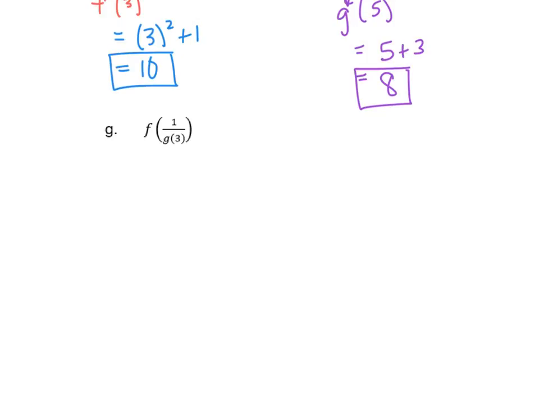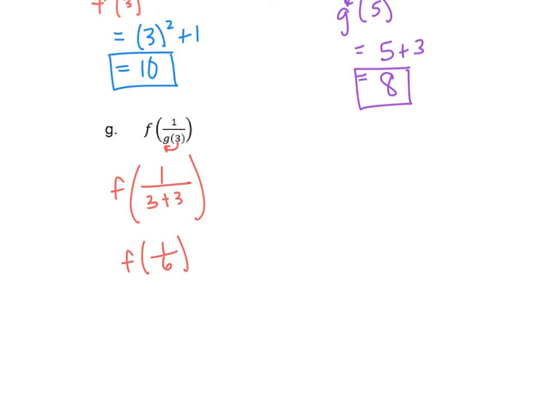Alright, so this last one looks a little confusing, but let's just talk through it and make sure we understand. F of 1 over g of 3. So we're going to take the 3 and plug it into the g function. Remember the g function is x plus 3, so we have 3 plus 3. Alright, so 3 plus 3 is 6, so we have f of 1 over 6.